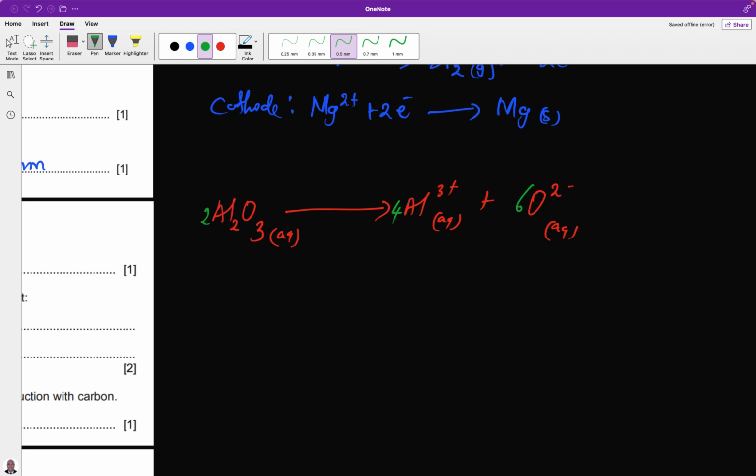So the oxide ions will go to the anode. The anode is the positive electrode, and the positive electrode will receive the oxide. Oxygen will go to the anode, and the aluminum ion will go to the cathode.